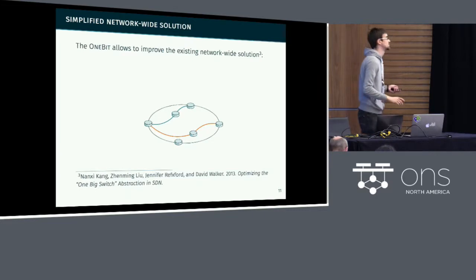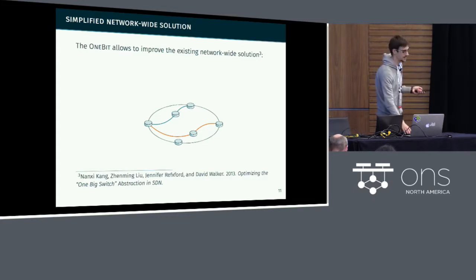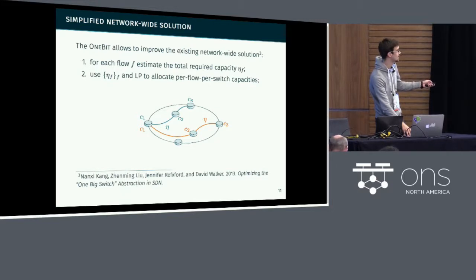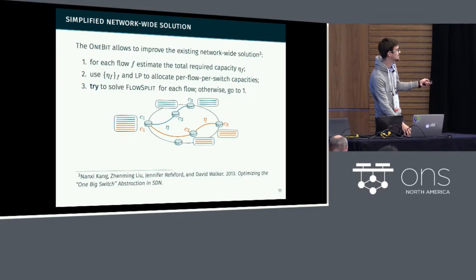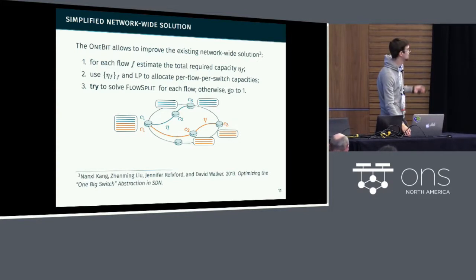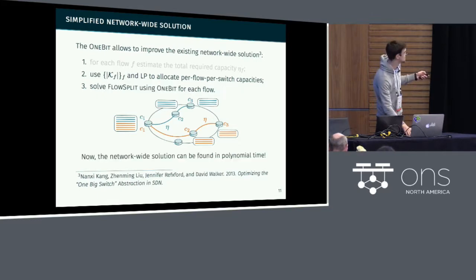Moreover, this solution allows us to improve the network-wide solution that was a part of the OBS work. That solution initially proceeded as follows. First, it tried to find some estimation for total required capacity for each flow. Then it used that estimation and linear programming to allocate capacities for individual flows. And finally, it tried to solve the flow split for each flow. But it could fail, and if it failed, it went back to the first step. With 1 bit, we don't need all this complexity. We don't need any estimates. We simply take the number of rules in the classifier corresponding to a flow as our estimate, and then we just solve this problem because the theorem guarantees that we are able to solve it.